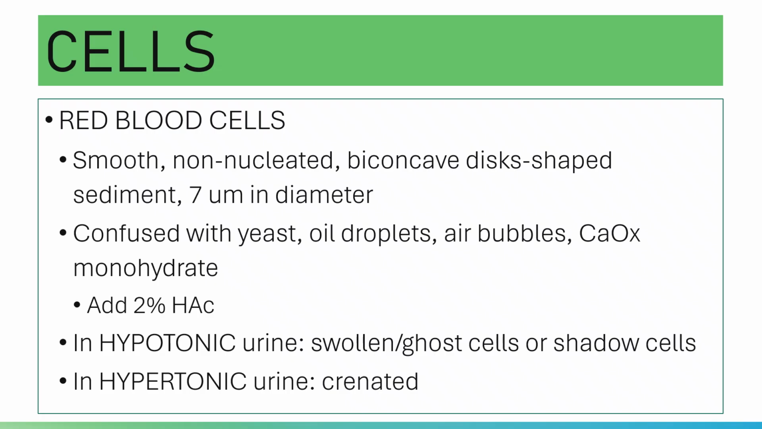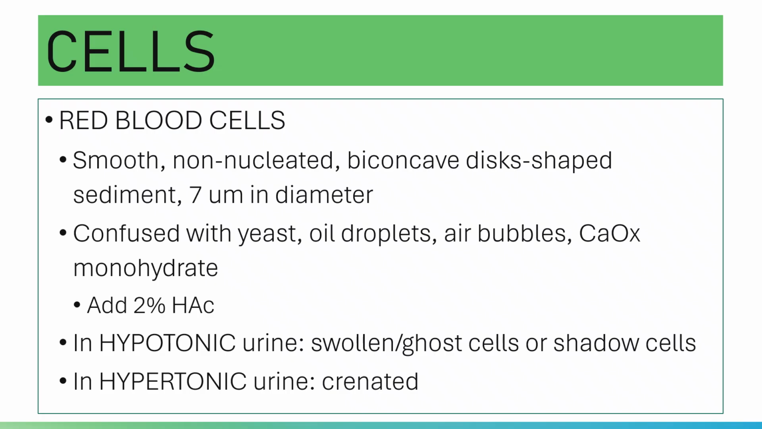Please note, we report red cells as an average number or numerical range per high power field, and the normal value for red blood cells is 0 to 2 per high power field. Greater than 3 red blood cells per high power field is considered abnormal.